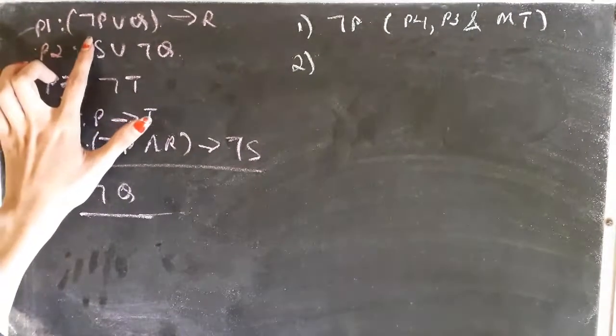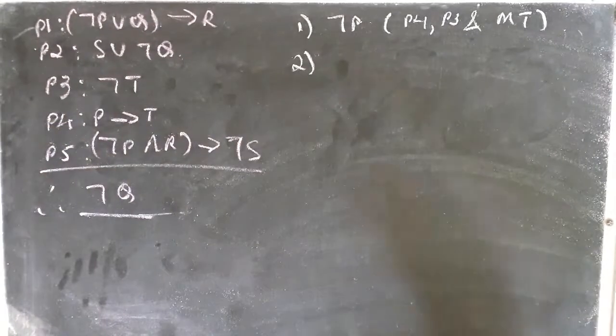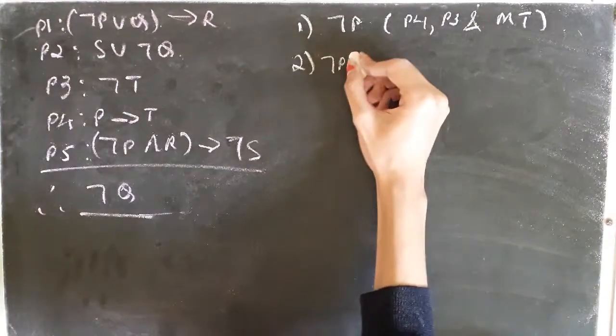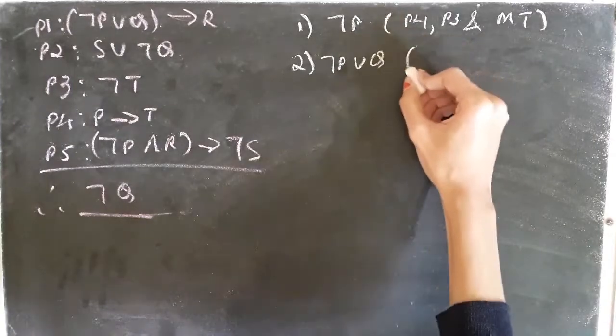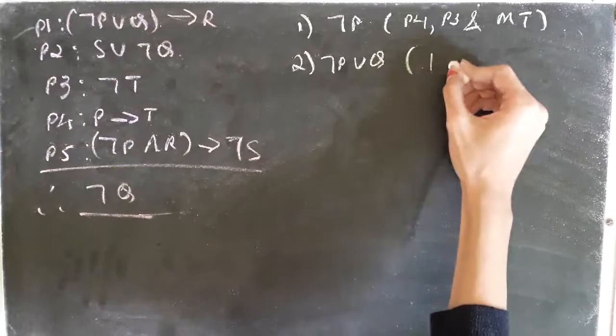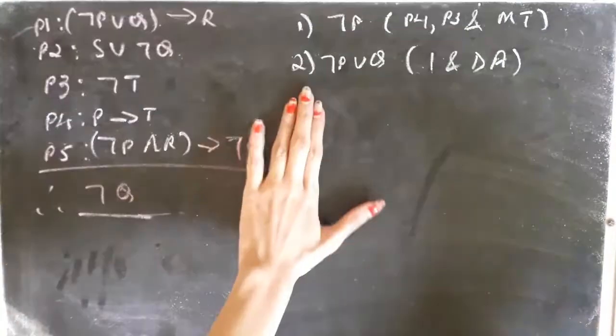You see, not P or Q implies R and we have not P. How about we use disjunctive addition here and write this as not P or Q, right? So what are we basically using? We are making use of the first step and disjunctive addition. This is the second step.